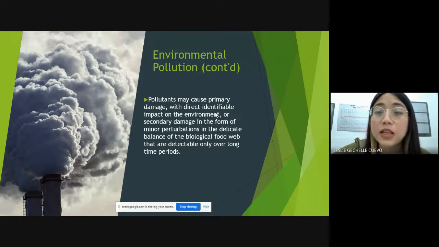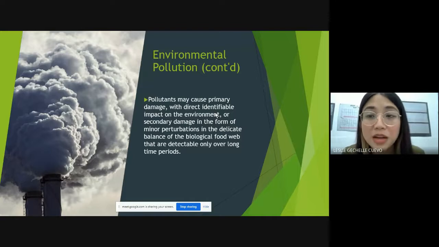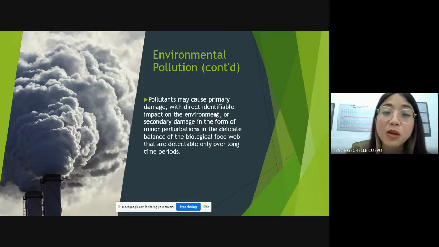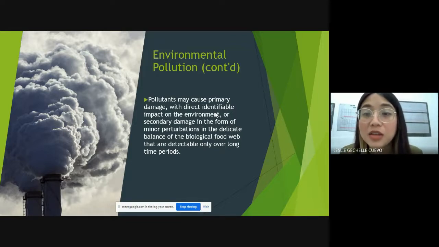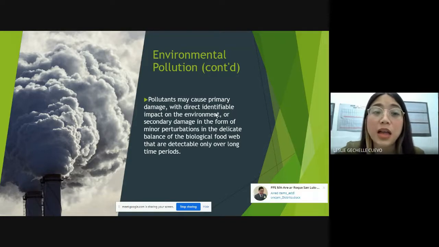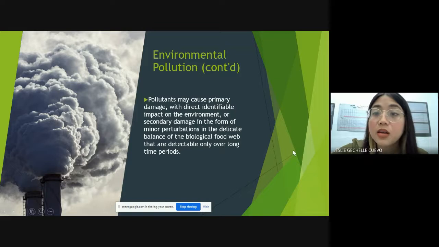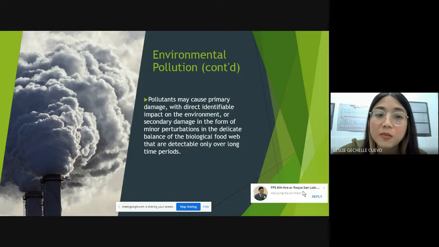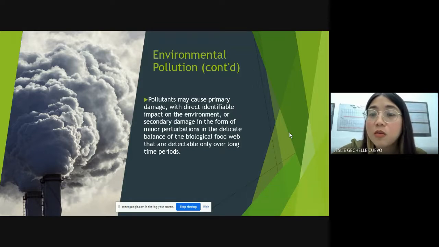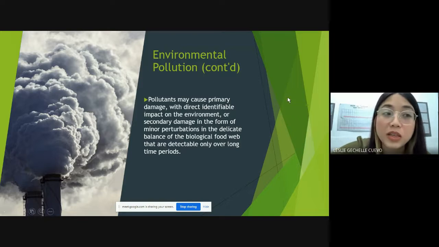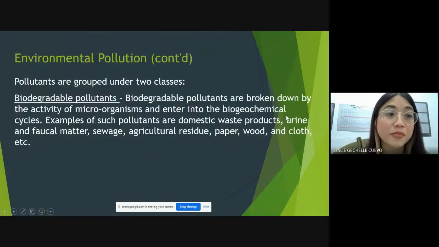So, ulitin natin, ang pollutants, merong dalawang uri ng damage na pwedeng magawa. Primary damage and secondary damage. And when we say primary damage, direct impact. Yung matutukoy mo agad kung ano yung naging impact. And then, secondary damage, yung mga maliliit na bagay na makikita mo lang o mapagtatanto mo lang kung lumipas na ang matagal na panahon. Kasi nga puro sila minor perturbations lang.